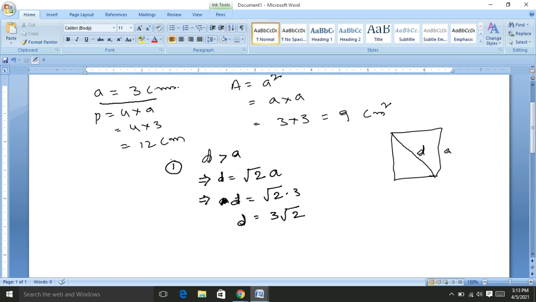The length of the diagonal is greater than the length of the side, and the diagonal's length is equal to root 2a. How does it come? By using the Pythagoras theorem, because this is a and this is a, the diagonal d equal to square root of a square plus a square, that means d equal to square root of 2a square. We know that the square root of a square is a, so d equal to root 2 into a. So the formula is derived like that.